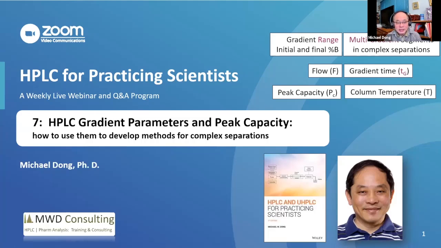So today is the 7th week of the webinar program. And today we're going to talk about something really fun and useful. Also something undercover. Undercover means that we don't talk about it a lot, but it's a very powerful parameter. It's called gradient operating parameter. Okay, so today's 7th webinar topic is HPLC gradient parameter, and also a concept called peak capacity.